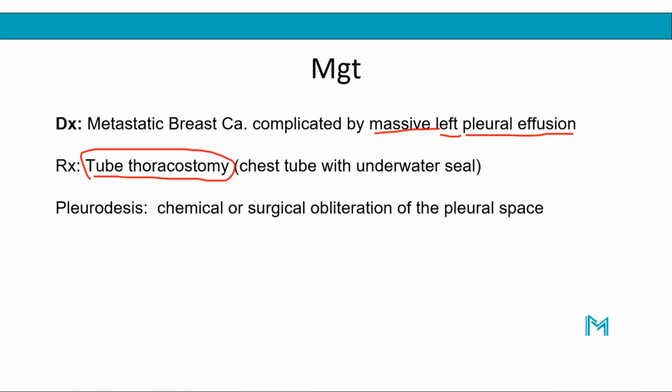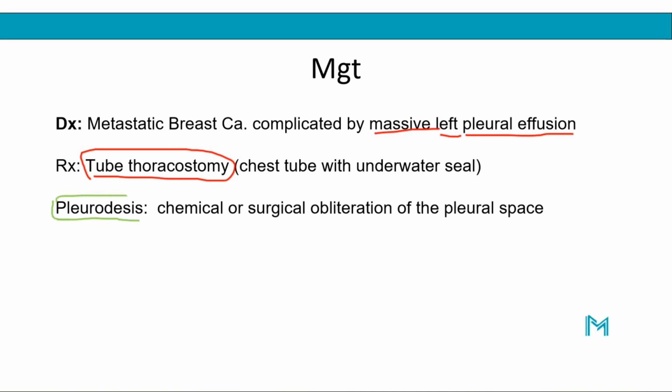So a chest tube insertion, a chest tube with underwater seal. You pass a chest tube with underwater seal, and that will allow you to drain the fluids and allow the lungs to re-expand. But it doesn't end there, because we know why this person is having the pleural effusion. There are mets of the cancer to the pleura, and that is causing the effusion.